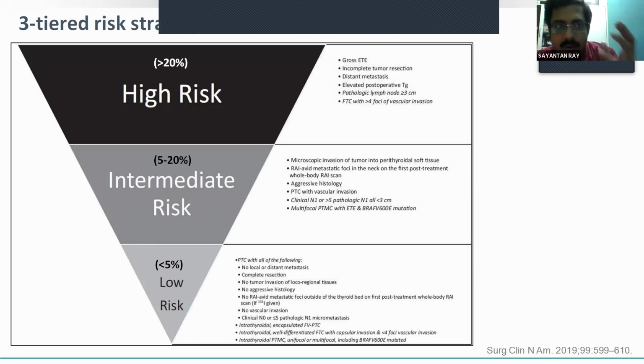Now, this three-tiered risk stratification system for differentiated thyroid cancer is adapted from the ATA Management Guideline 2015. I am not going into details, but you can see patients are categorized as having low risk, intermediate risk, or high risk in terms of recurrence. And risk estimates are shown here. For low risk, it is less than 5%. For intermediate risk, it is 5 to 10%. And for high risk, it is more than 20%.